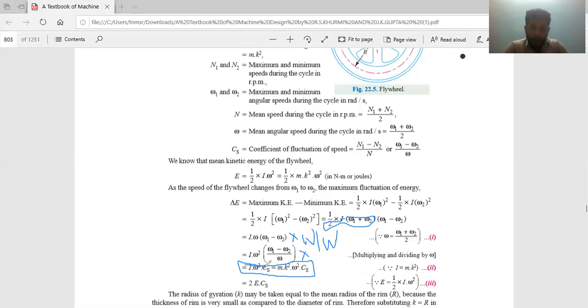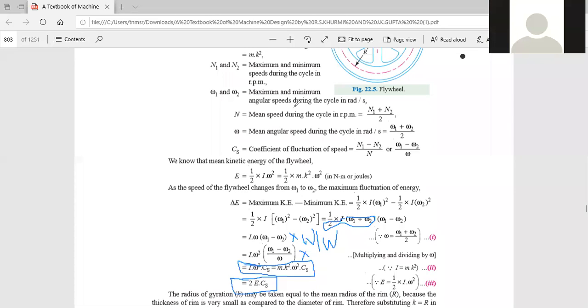Also, I know that E is equal to half I omega square. So I omega square will be 2 times E. So here, I omega square I can substitute as 2 times E. So it will be 2 E Cs. So this is also one formula. Now whichever formula is applicable to you, you will use that formula to solve the problem. Is it clear, this derivation?